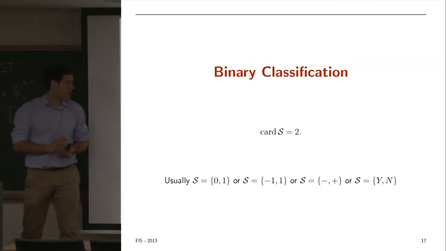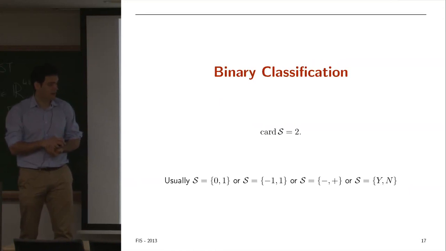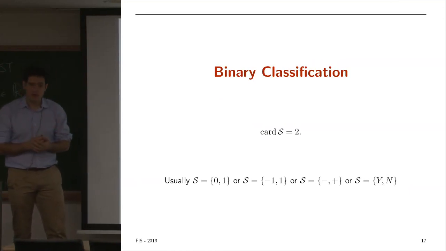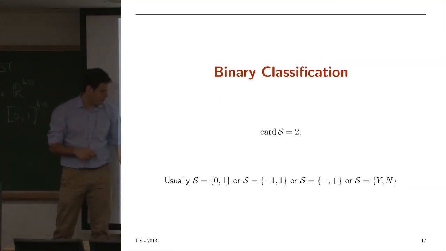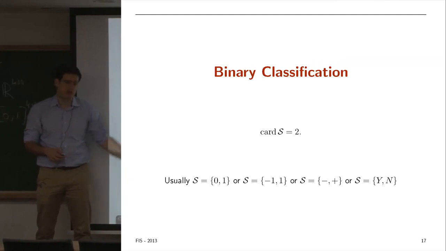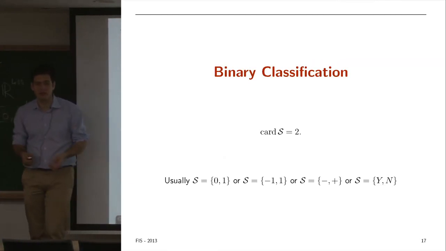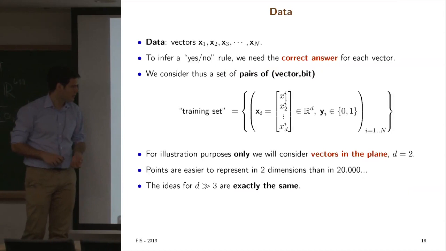So let's describe a bit what binary classification is. Binary means that the set of labels is just of size 2. In the literature, people would say that the labels are 0 or 1, or minus 1 and 1, or minus and plus, or yes and no. This is all equivalent. It's all the same thing. Sometimes, mathematically, it's useful to use minus 1 and 1 for some reasons.